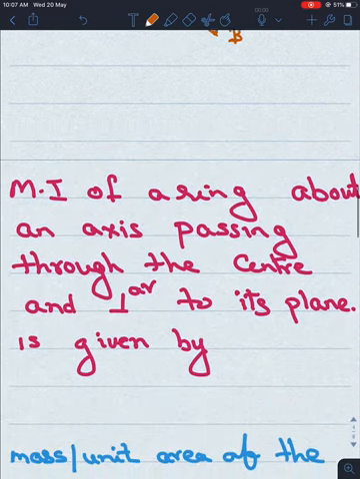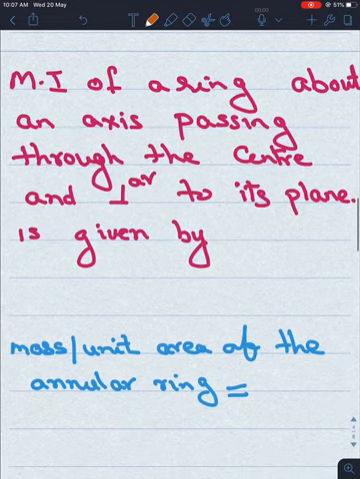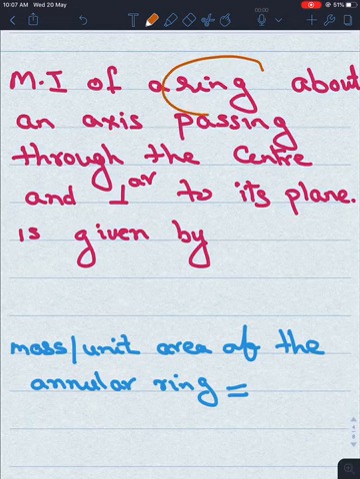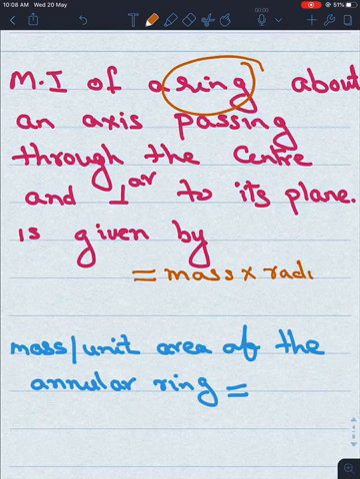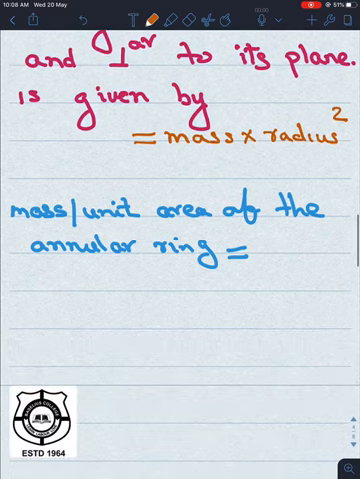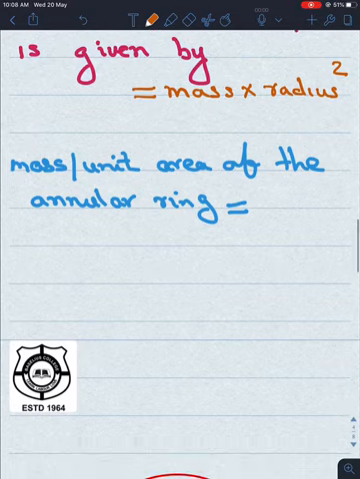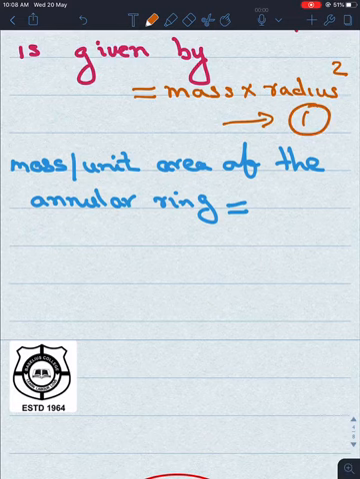Before we start, we have to know certain things. We have to know that the moment of inertia of a ring about an axis passing through the center and perpendicular to its plane is, what is it? It is mass into radius square. With this knowledge, we start our derivation. Let's call this equation 1.